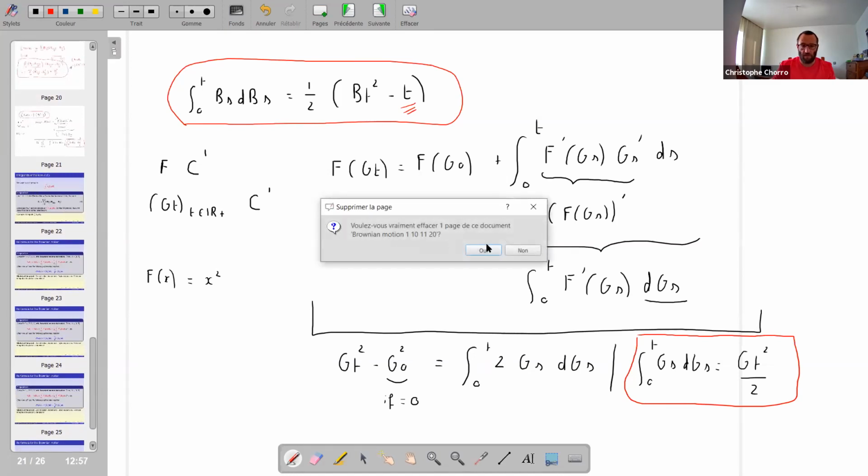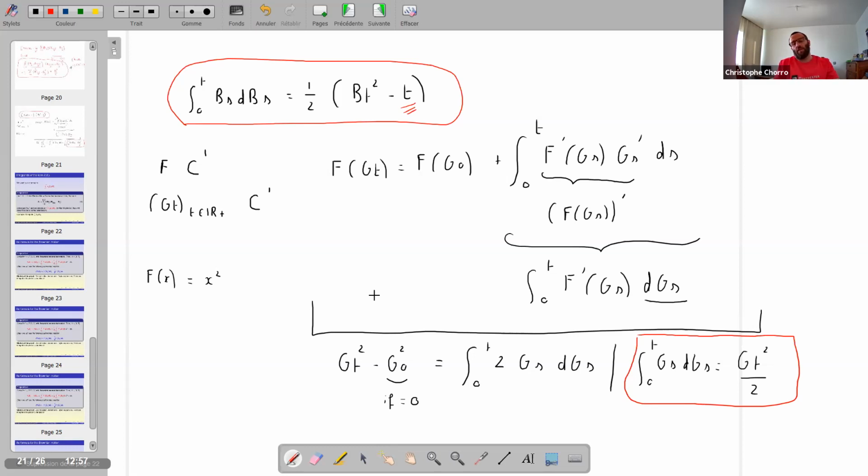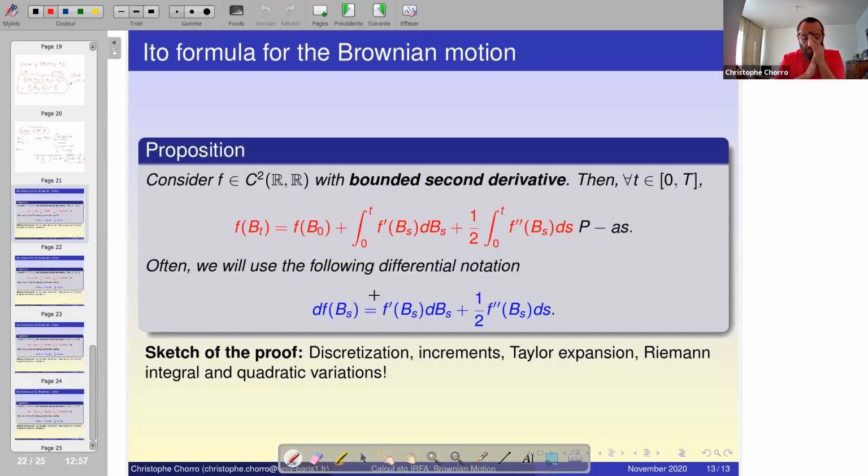So I erase this one, and I keep this formula. Okay, I have some hypotheses for this Ito formula for the Brownian motion. I suppose f to be of class C2, twice differentiable, with derivatives that are continuous. And I suppose that I have a bounded second derivative. Then I say that I have the equality in red, that is f of Bt equal to f of B0 plus the integral between 0 and t of f prime of Bs dBs.